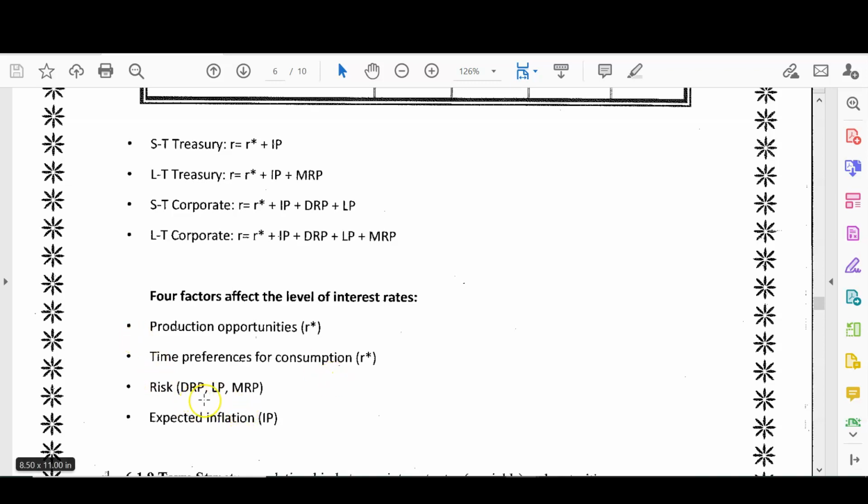The default risk premium, liquidity premium, and maturity risk premium represent the other risks we take by purchasing the bond. Inflation premium stands for the expected inflation risk we have for purchasing the bond. So these are the factors we consider when using the equation to calculate the bond's interest rate.